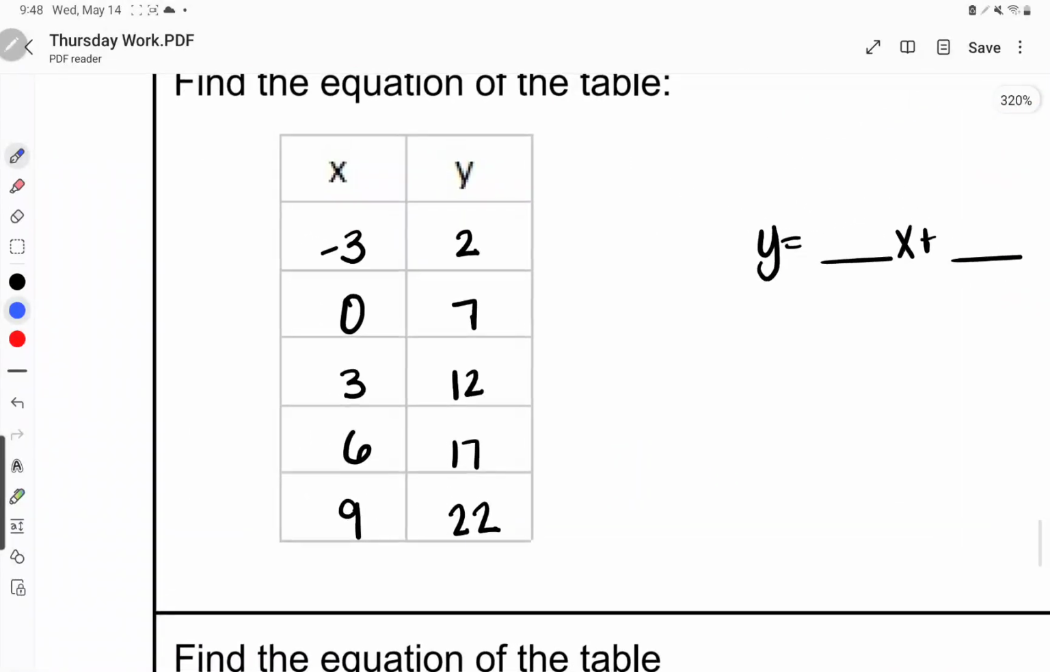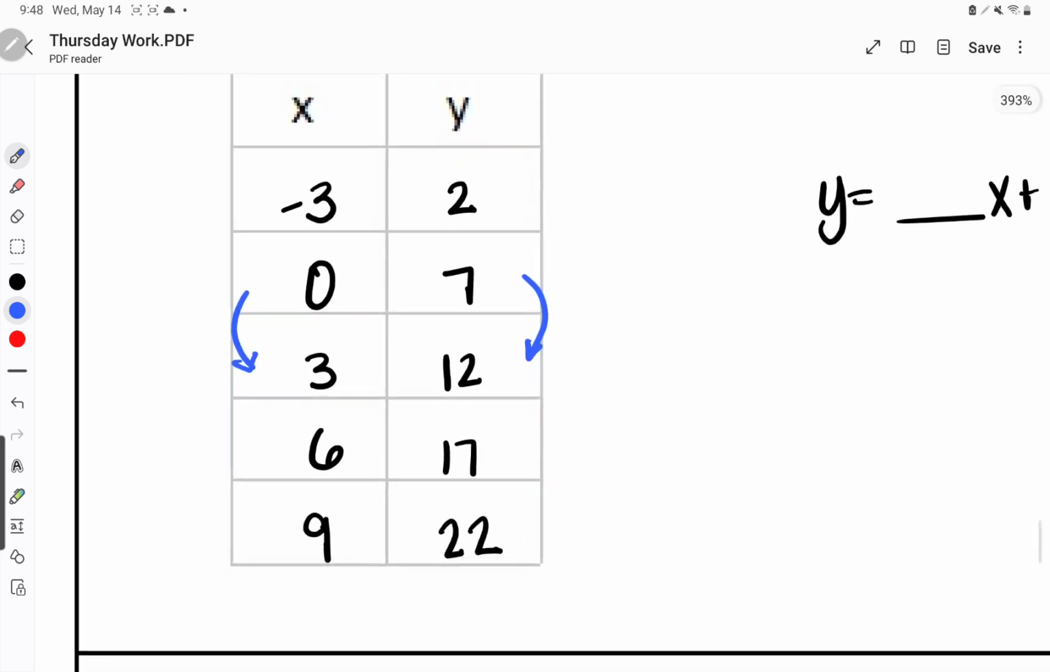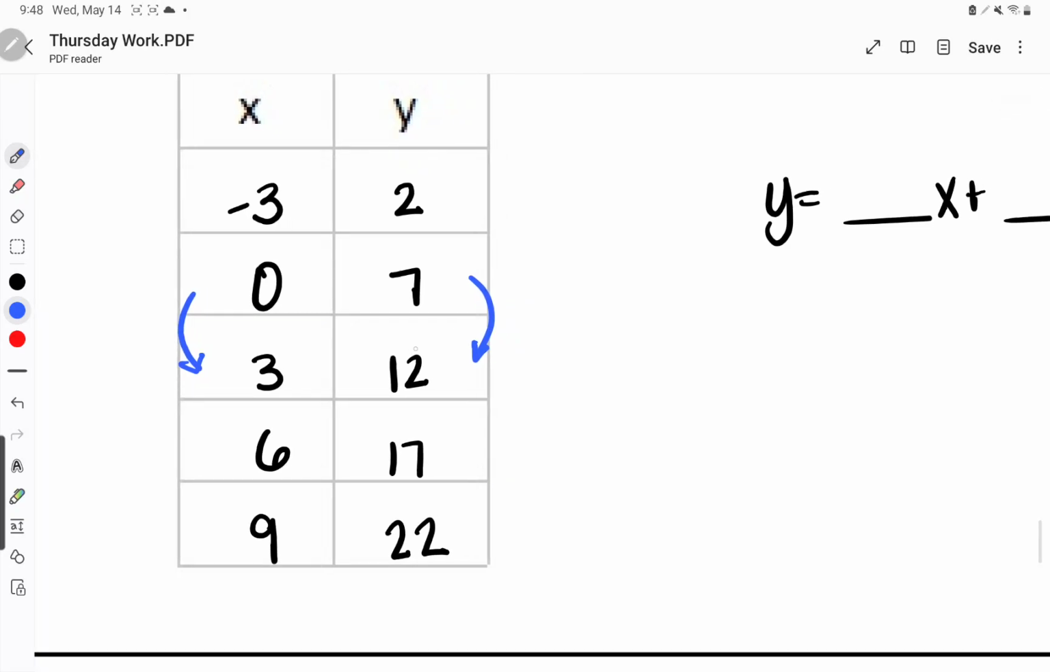All right, for this one, it's been a while since we've done this, but the first thing I do when I see a table is I draw my arrows. Now, there is a negative right here. I don't really feel like dealing with negatives, so I'm going to go somewhere where I don't see a negative. I don't see a negative here, and I don't see a negative here, so I'm going to draw my arrows here. Okay, on the right side, what would I subtract? I subtract my bottom, which is 12, minus my top, which is 7. 12 minus 7 equals 5.